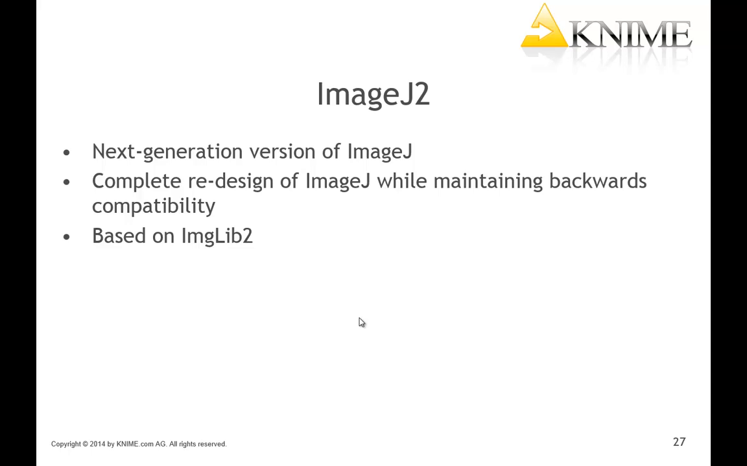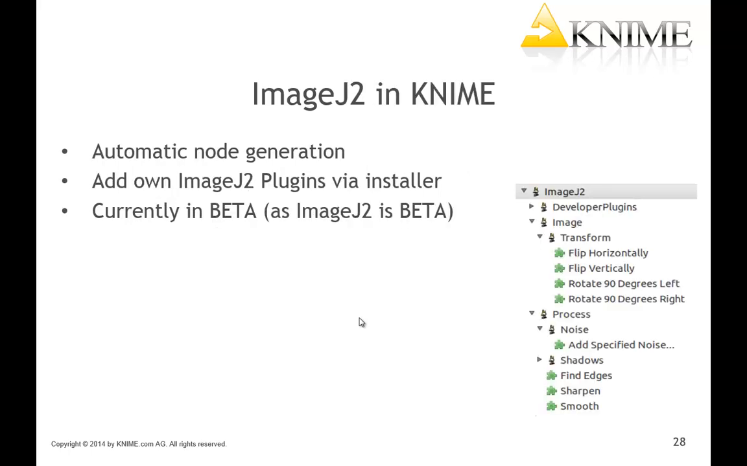And also KNIME uses ImgLib heavily. So this is a very nice thing, because then we can have a very easy way to integrate our stuff on a development level. So what we already can do is, if you have an ImageJ2 installation, you can automatically create KNIME nodes from ImageJ2 plugins. So as long as your ImageJ2 plugin is headless, this means it doesn't need any user interaction besides the configuration dialog, we can automatically create a KNIME node out of it.